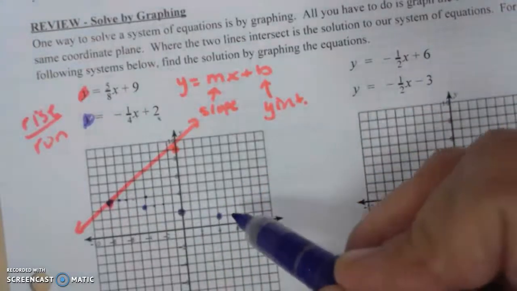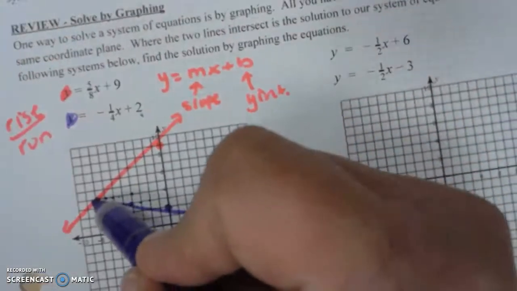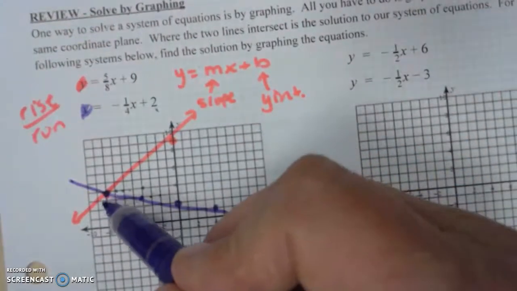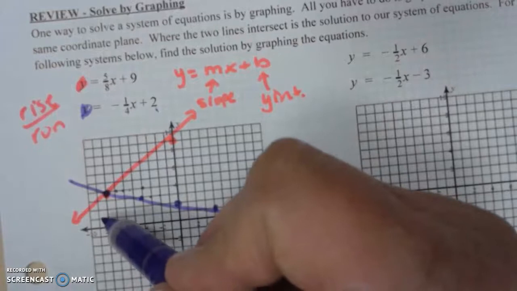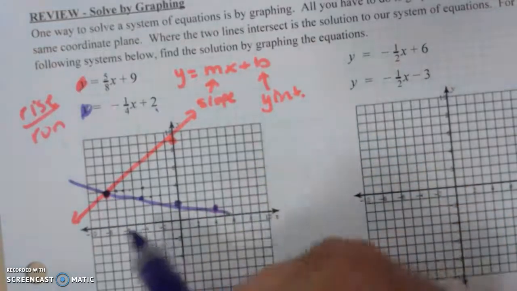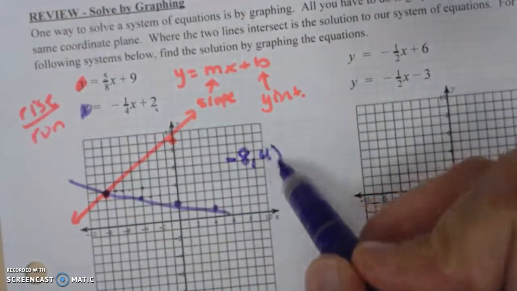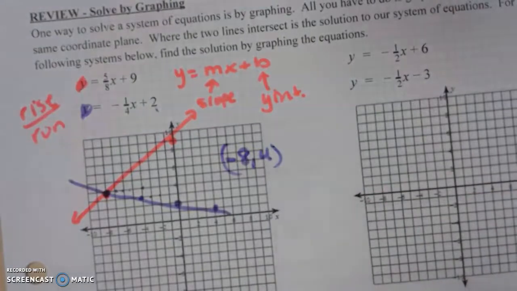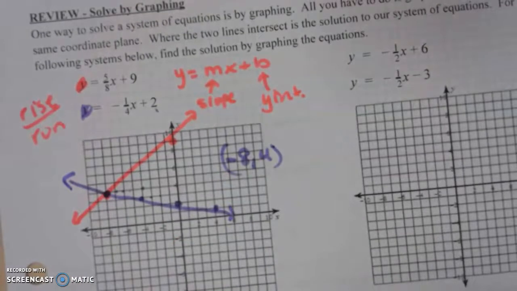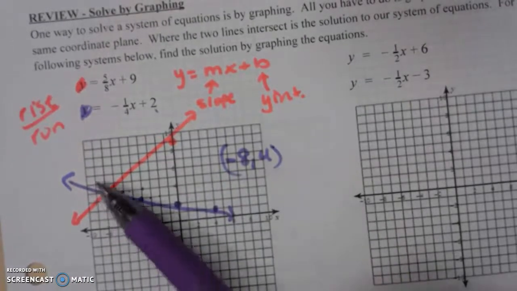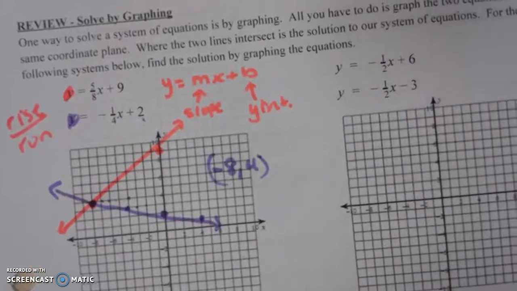Oh, look, they cross at the same spot right here. Right? So that point where they cross, which is negative 8, 4, that is the solution to the system of equations. The system of equations, I have 2 equations, so where they cross is the answer.